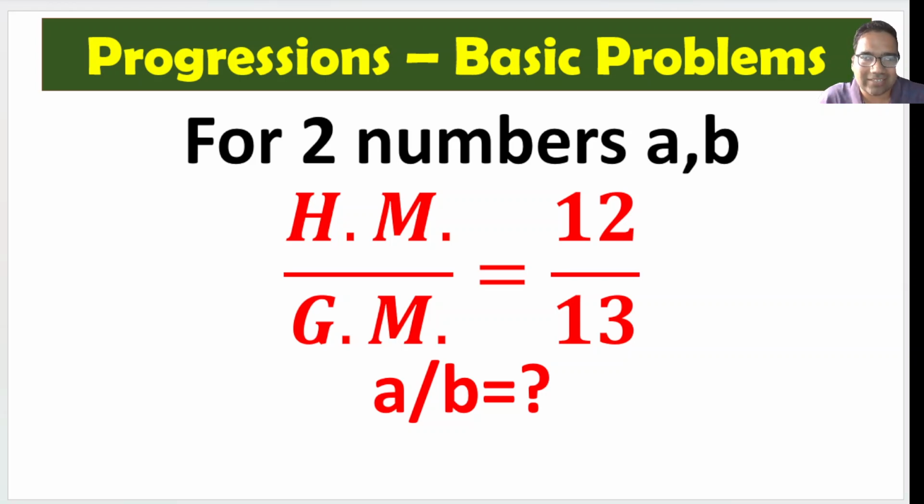Hi friends, here we are given two numbers A and B, and the ratio of their harmonic mean and geometric mean is 12 is to 13. What is the ratio of these two numbers? We have to use plain simple formulas here: the formula for harmonic mean and the formula for geometric mean.